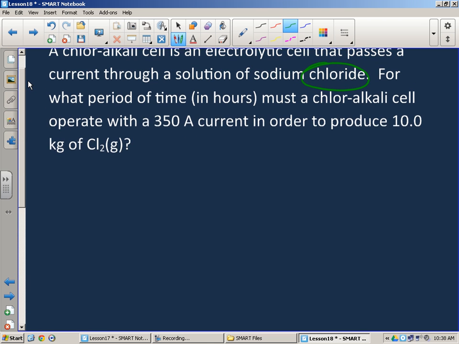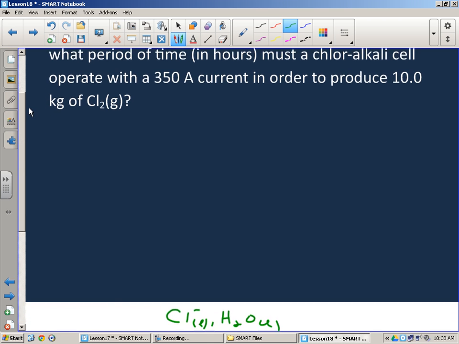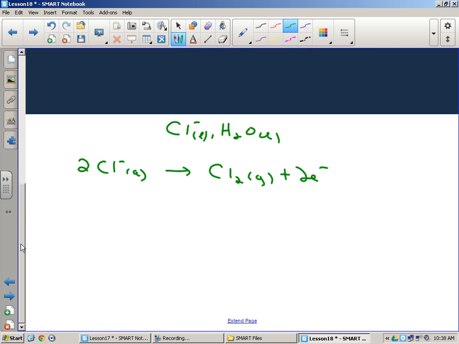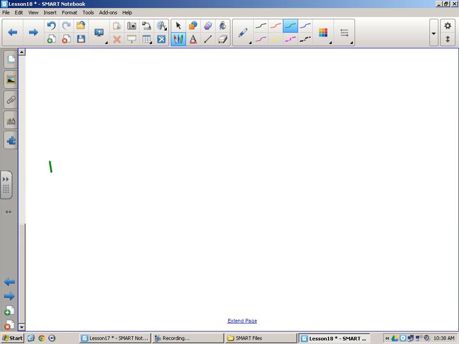It says also we need to calculate the period of time in hours. So the other part here I would say is probably somewhere down here. I'd say, well, amount of electrons is I T over F. And if I want to solve for the period of time, of course, I need to rearrange this formula based on that. So let's see.